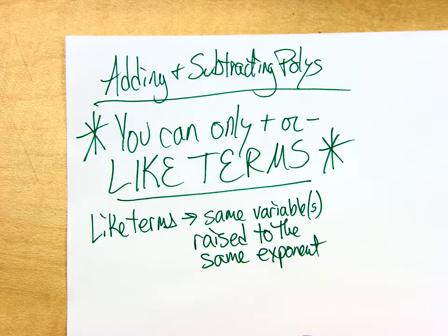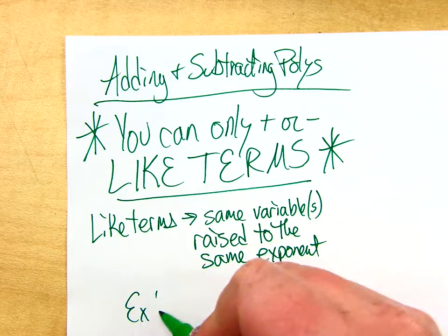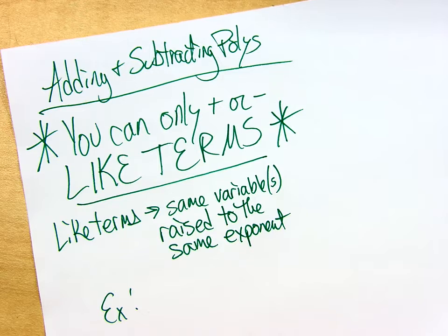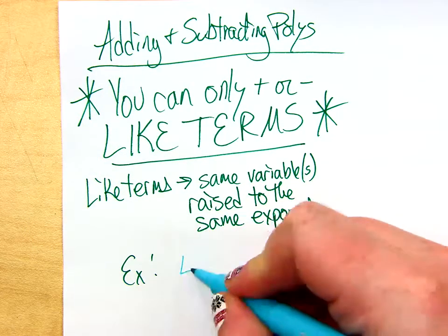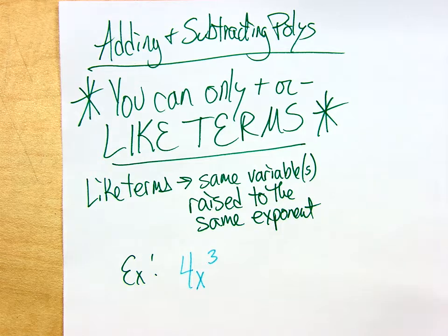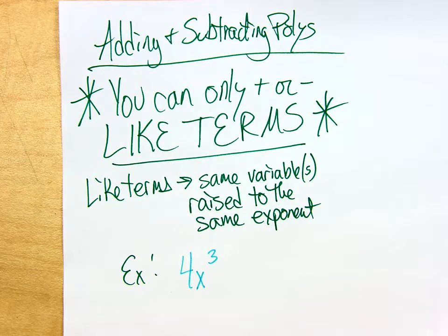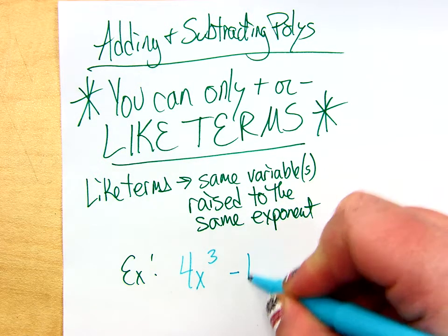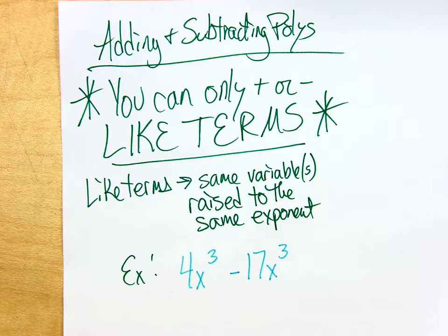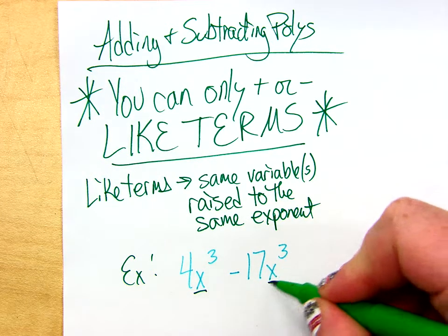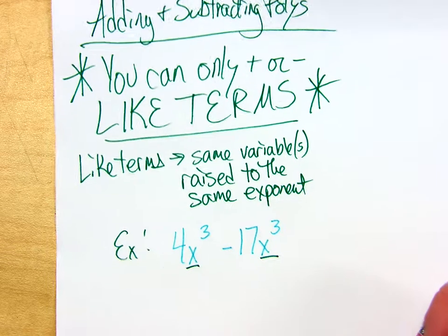So it doesn't matter what your term looks like. Let's just say I had 4x to the third. Okay, so there's one term. If I wanted to add or subtract another term to this and actually be able to combine them, it has to be another something x to the third, because it has to be the same exact variable raised to the same exponent. So, say I had minus 17x to the third. Because these both have x to the third, that means that these are like terms.